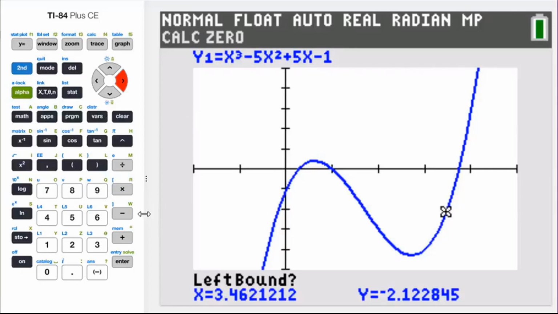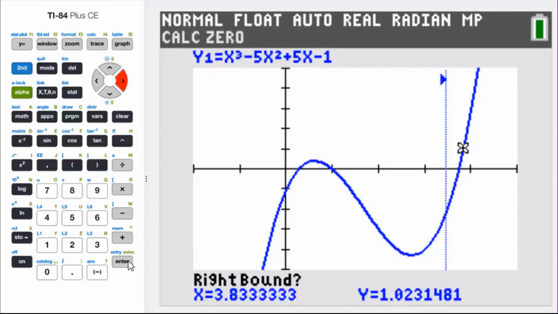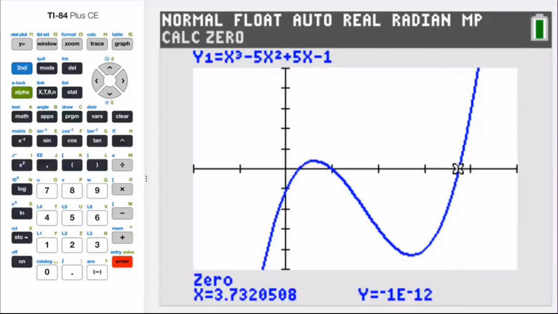Yeah, it's already on the left side, so I put the enter. Then move the arrow to the right side. Enter. Enter again. That will be the third 0.